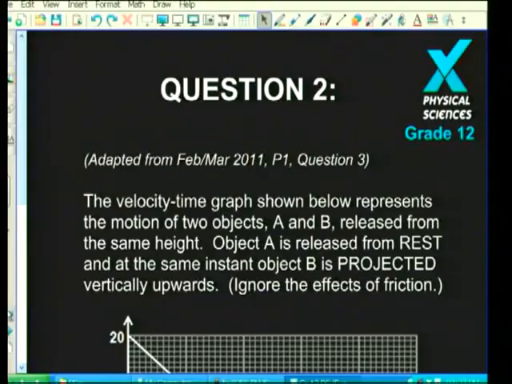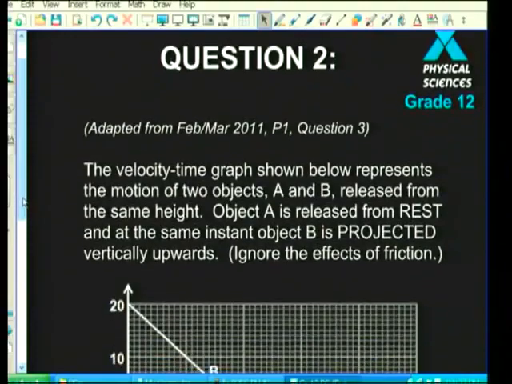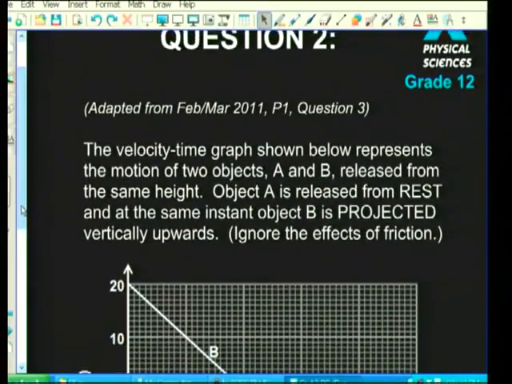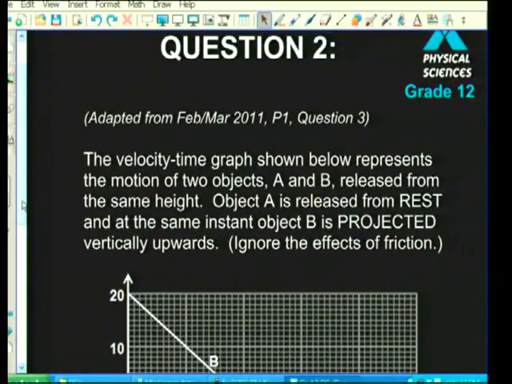Welcome back, grade 12s. We're going to continue our looking at vertical projectile motion and specifically some graphs of motion. Let's have a look at this question. The velocity time graph shown below represents the motion of two objects, A and B, released from the same height. Object A is released from rest. They've put it in bold for us because it's in capitals because it's so important. And at the same time, same instant, object B is projected vertically upwards. Ignore the effects of friction.